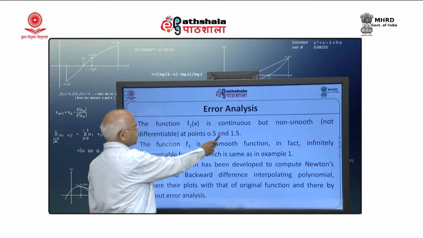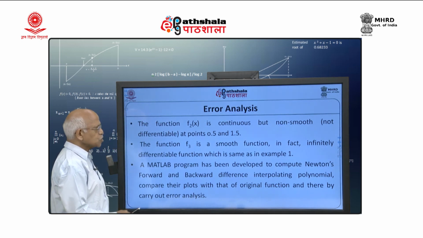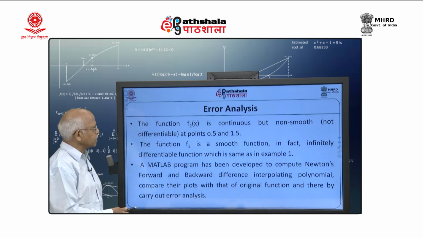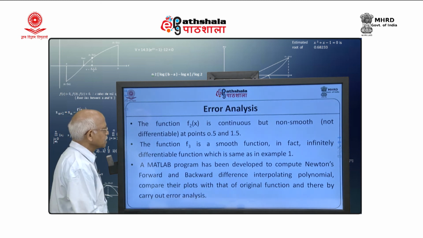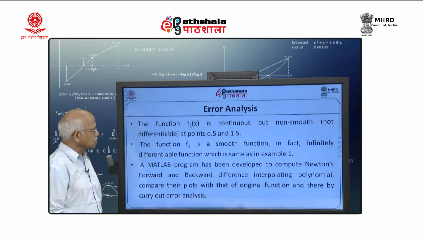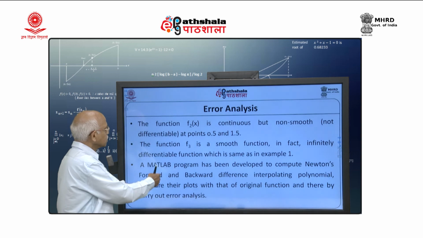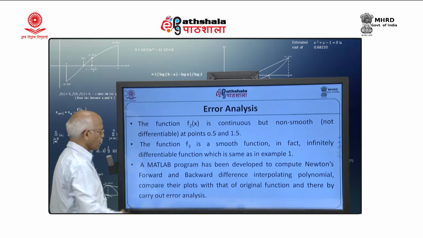So, I will take 0.5, 1.5 here, and the function f3 is a smooth function, totally smooth, everywhere it is differentiable and all that is satisfied. In fact, it is an infinitely differentiable function, which is the same as in example 1, the earlier example 1. So, that is how we are considering this.